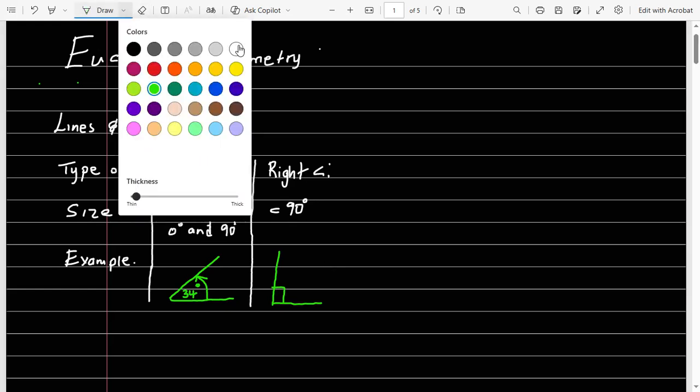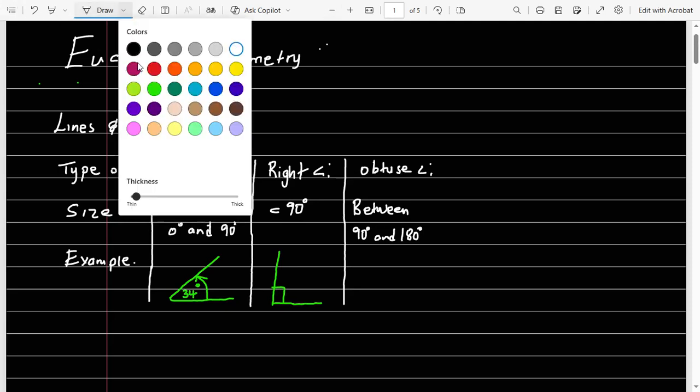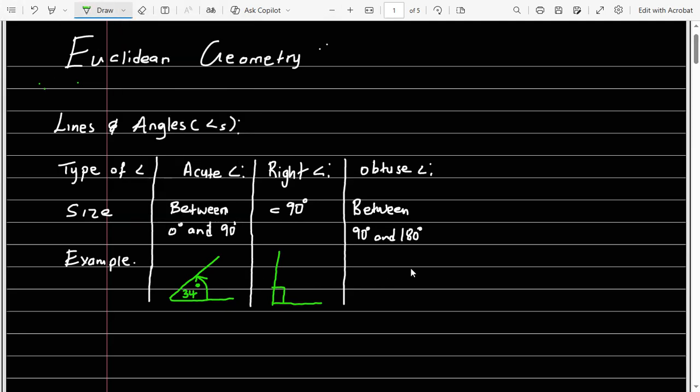Let's work on another type of angle that you need to know, which is an obtuse angle. The obtuse angle is between 90 and 180 degrees. If you are given an angle that is greater than 90 and also less than 180, just know that the type of that angle, we call it an obtuse angle.